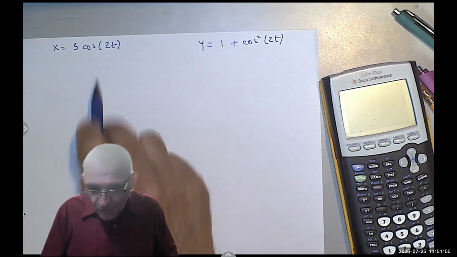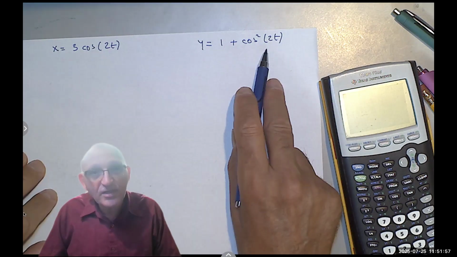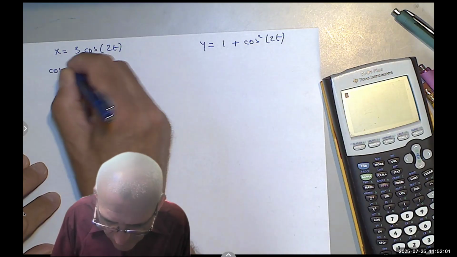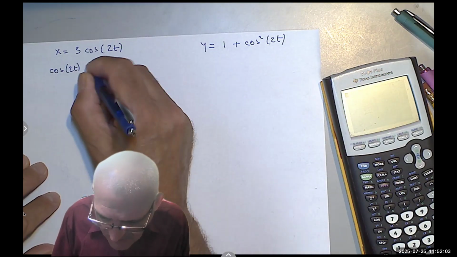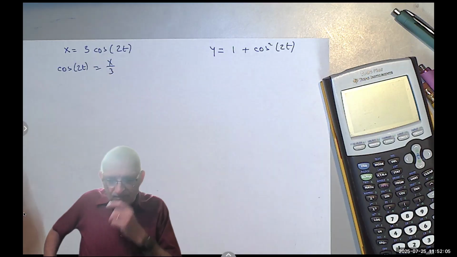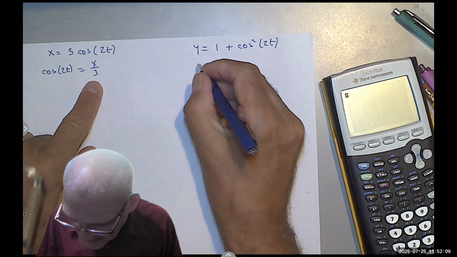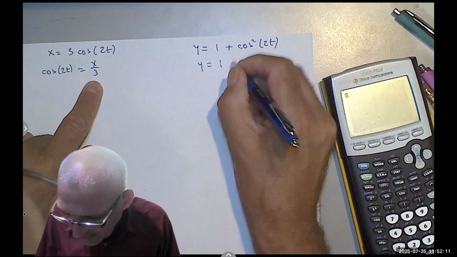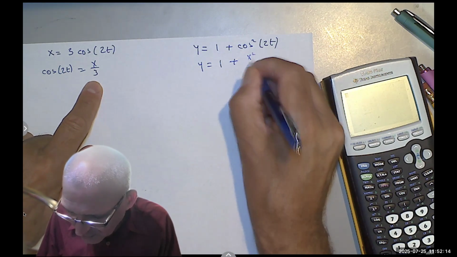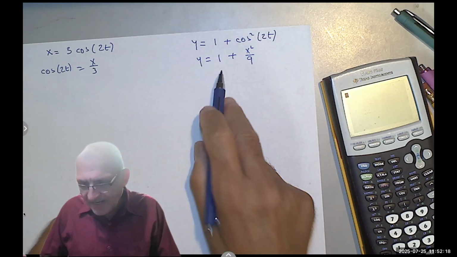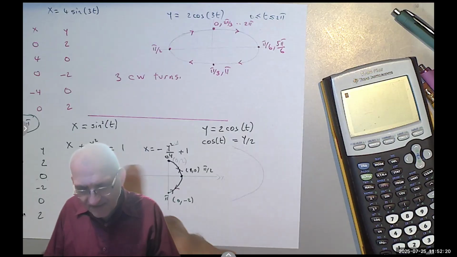Wait, I have cosine 2t and cosine square 2t. So what is cosine 2t? Cosine 2t is x over 3. So let me substitute that here. So I say y equals 1 plus x squared over 9. Wow, that's almost identical to this, right?